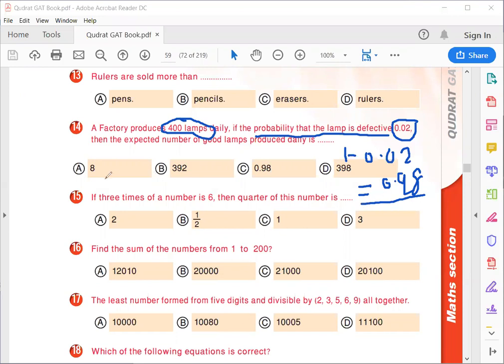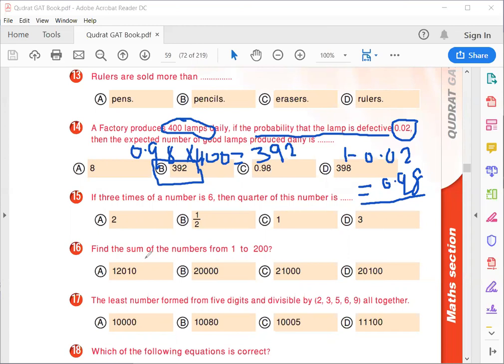So you multiply 0.98 times 400. What is the answer? It is 392. So the answer is B.